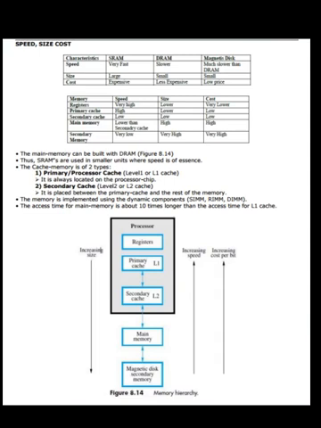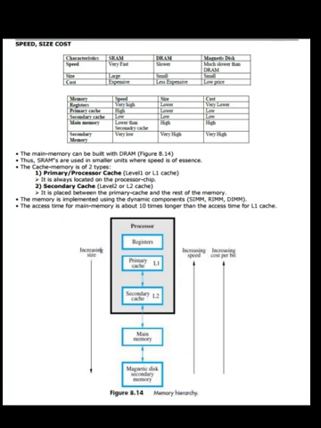The main memory can be built with DRAM. See the figure 8.14. Thus, SRAMs are used in smaller units where speed is of essence. The cache memory is of two types: primary processor cache, level 1 or L1 cache. It is always located on the processor chip.